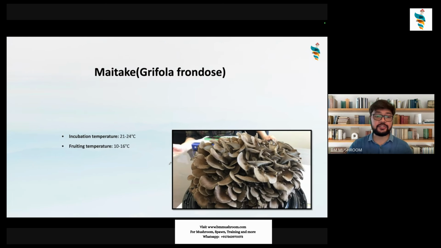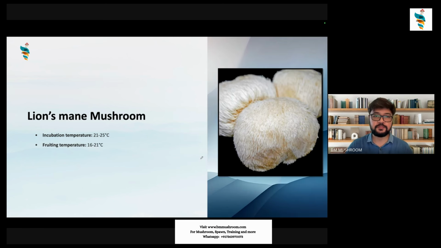Then the maitake mushroom, Grifola. This mushroom is also a cool or cold-loving species, 10 to 16 degrees Celsius, with very high medicinal properties and very high market price. This mushroom should be considered for new growers. This is really a good mushroom.